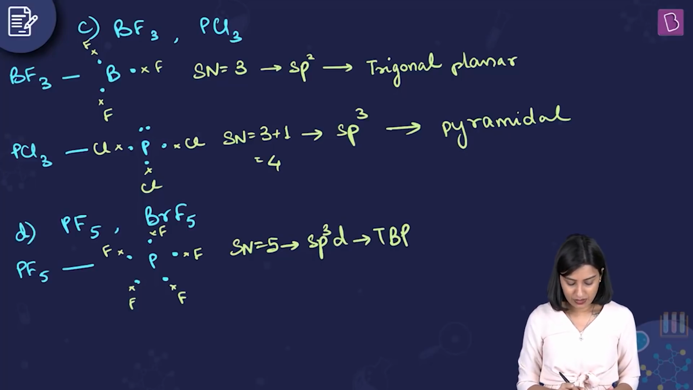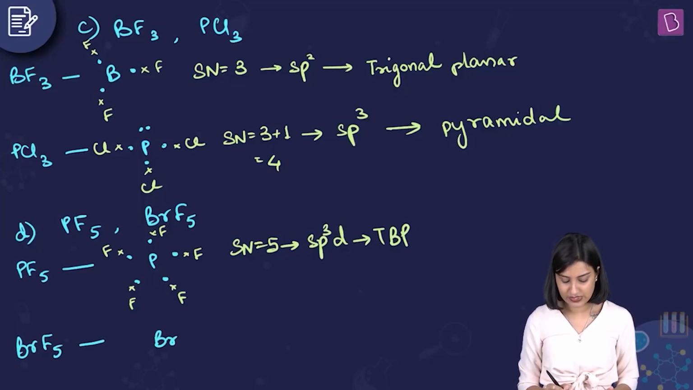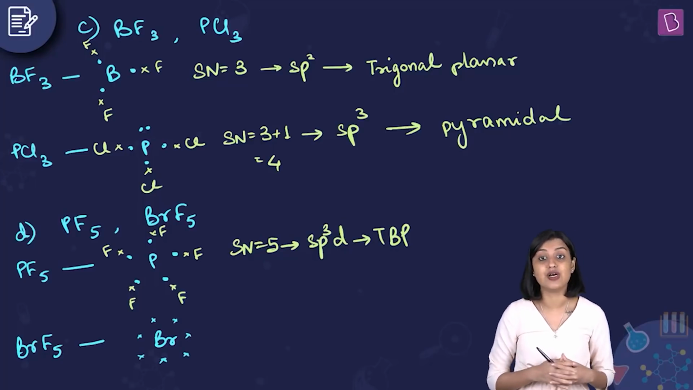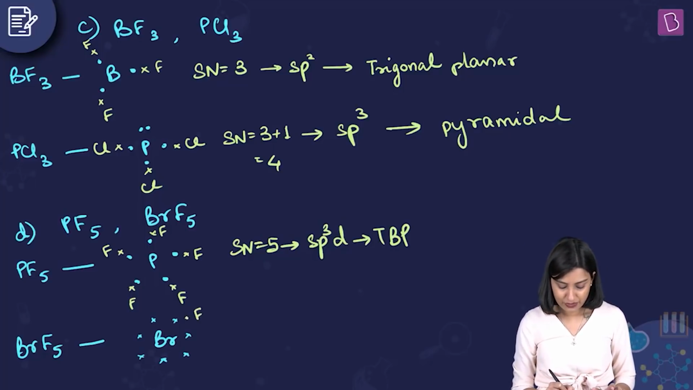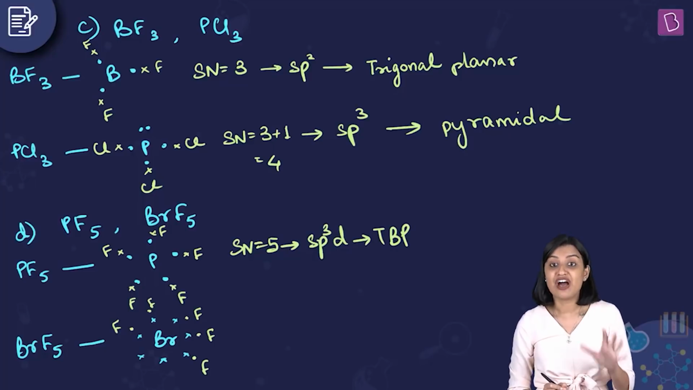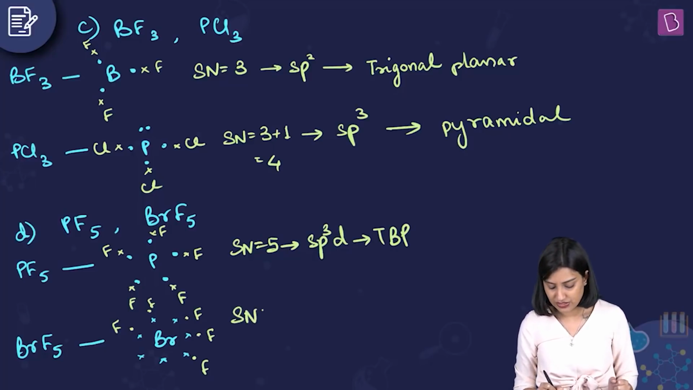Now we have the last species to examine. We have BrF5. So here you have bromine as the central atom, and bromine has 1, 2, 3, 4, 5, 6 and 7 electrons available for bonding because bromine is a halogen. Okay, so now what happens here is that you have 5 fluorine atoms. So 1, 2, 3, 4 and 5, and then that leaves you with 1 lone pair. So you have 5 bond pairs and 1 lone pair. Steric number is going to be 5 plus 1, which is 6, which means sp3d2 hybridization.